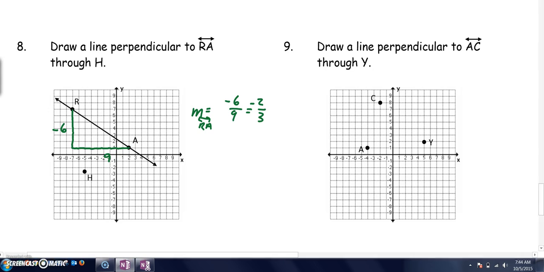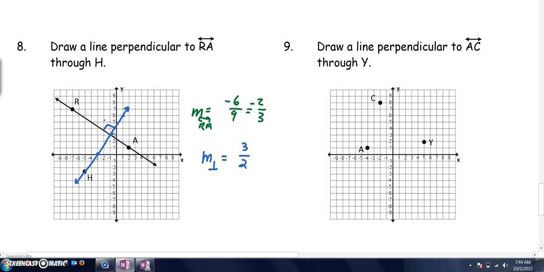Now, if I want a perpendicular line this time, my perpendicular slope is the opposite reciprocal. So I'm going to flip my fraction and change the sign. It was negative, so it becomes positive 3 over 2. So from H, I'm going to use that slope. I'm going to go up 3 over 2, up 3 over 2. Now that I'm passing through that line, I'm going to do it one more time. And I'm going to connect my dots so I now have a perpendicular line, because these lines now intersect at a right angle.